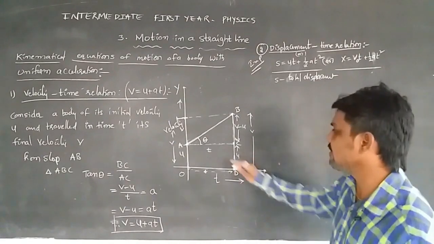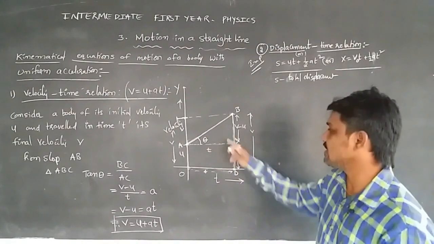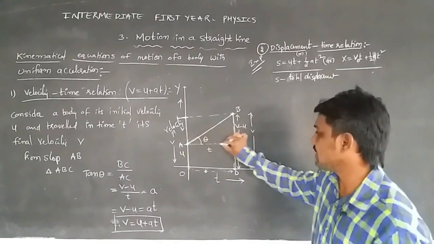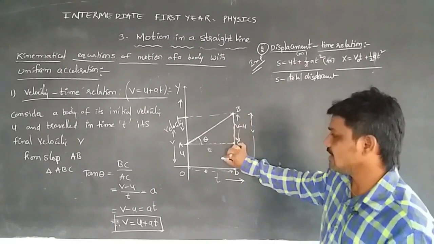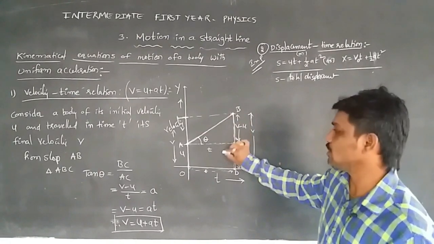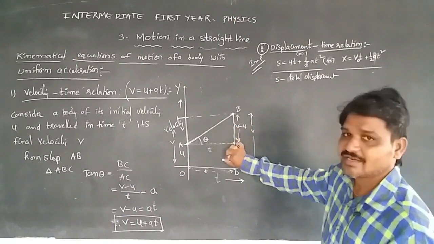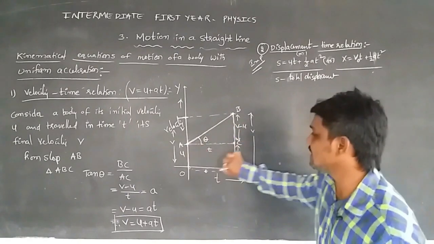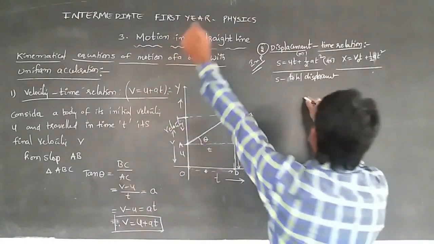For easy calculation, we can divide this by drawing the perpendicular. Here there is one triangle and one rectangle. If we add the area of the triangle and the area of the rectangle, then we can get the total displacement. So S is the total displacement.